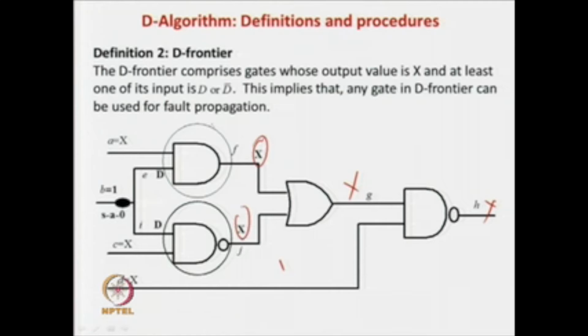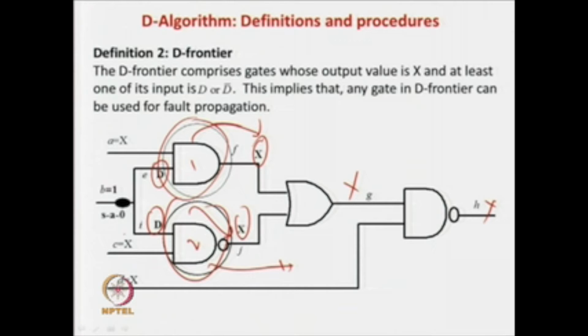So, these are the two gates which comprise the D frontier. That is, this fault effect can be propagated via this one or via this one, because they comprise the D frontier. These gates, gate 1 and 2, can allow you to propagate the fault effect.